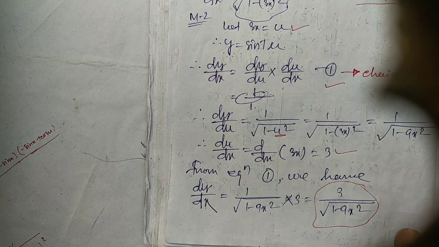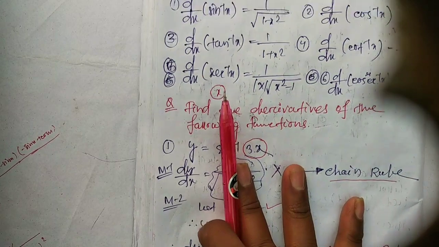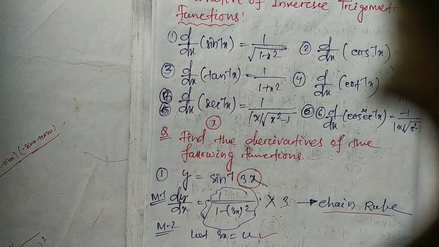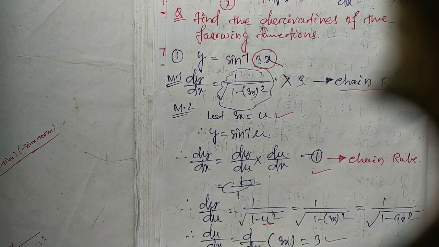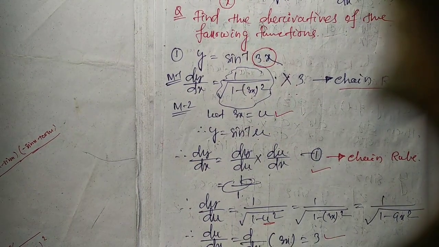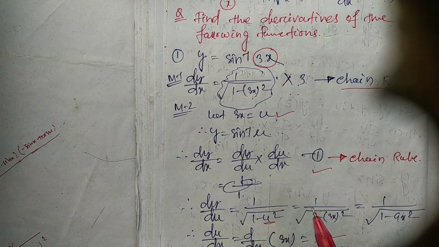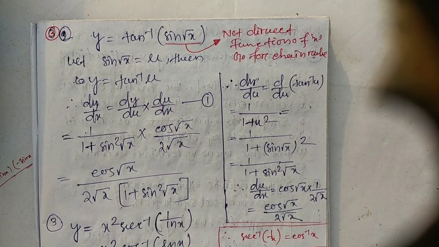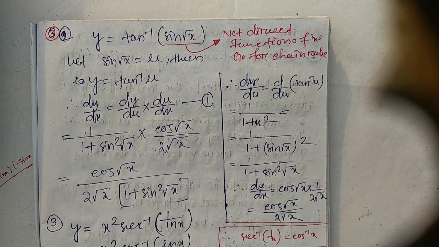So let me explain the whole process again. Everywhere we have to use these standard 6 formulas, everywhere. But for that, two concepts will be used: the standard 6 formulas as well as the chain rule. So let's solve one more problem. Let me solve one more problem on ITF, the derivative of an inverse trigonometric function.